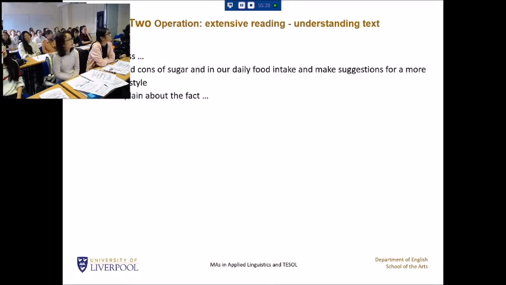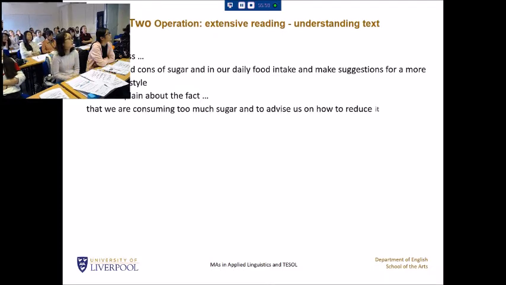So the purpose of the text is to complain about. Now you can tell me immediately if this is a true or false statement. False, because this text does not complain. Actually, it's not that subjective that it's complaining. So all the rest here, that we are consuming too much sugar and to advise us, well, we've got the idea of consumption and sugar, so it's a good enough distractor, but the function words here are wrong. So it's another easy way into making a false statement.